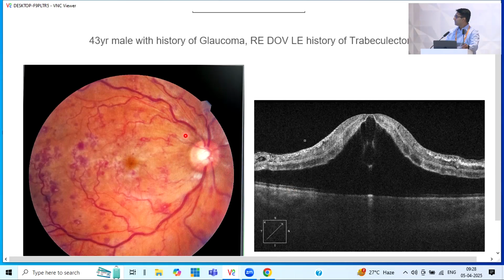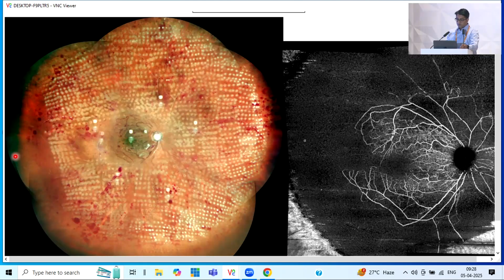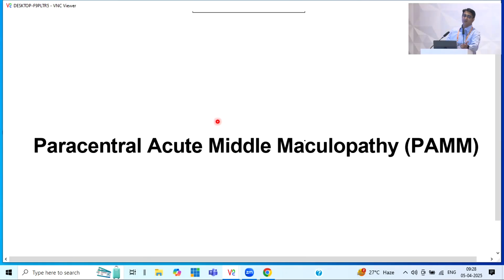This is a 43-year-old male with history of trabeculotomy in the other eye. The pressures are normal. He presented with decreased vision, and this was CRVO. On resolution of hemorrhages, we did an 8x8 OCTA. You see only the central area is perfused, because of which he is maintaining a 6/36 vision. The complete peripheral area is non-perfused. So we planned early PRP, and you can see the PRP was done. In follow-up, the patient is responding well. He hasn't developed any neovascular glaucoma and is still preserving good ambulatory vision.